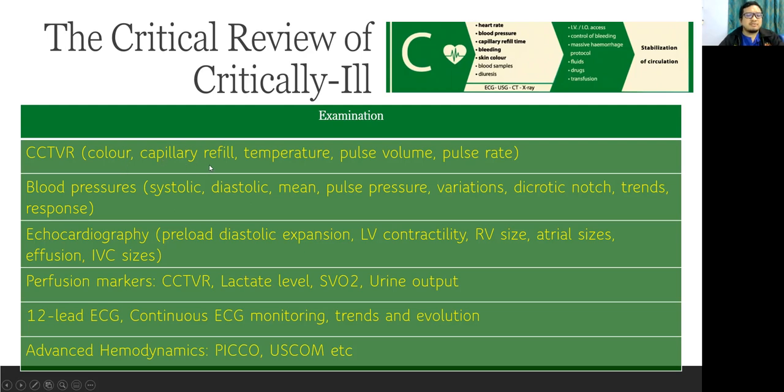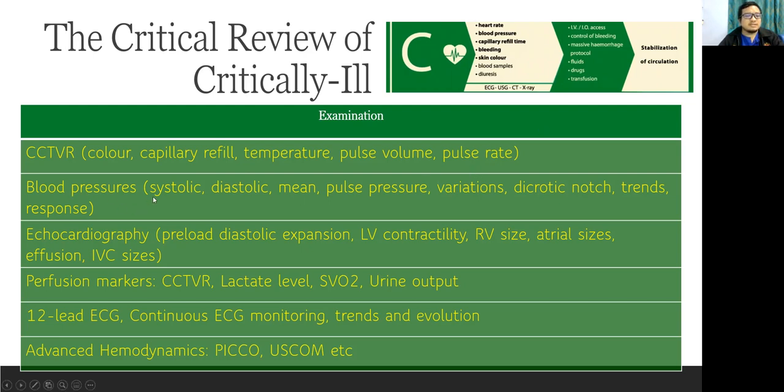You have to check the capillary refill. You have to feel the temperature, which means you have to touch the patient, whether the periphery is cold or warm. And then you have to check the pulse volume, not only the radial pulse. You have to check the carotid pulse, brachial pulse, and radial pulse. If all three are very strong, that means the perfusion is good. But if the carotid pulse and brachial pulse are strong, but the radial pulse is not good, probably the patient is slightly under volume or maybe has some problem with the pumping of the heart. And you have to see the pulse rate, okay?